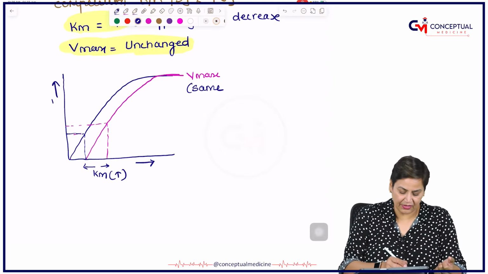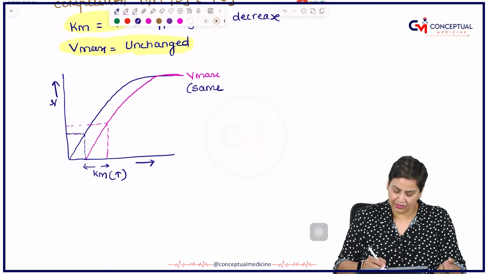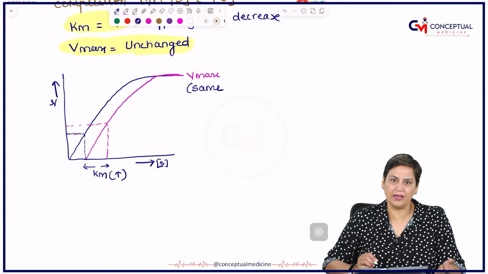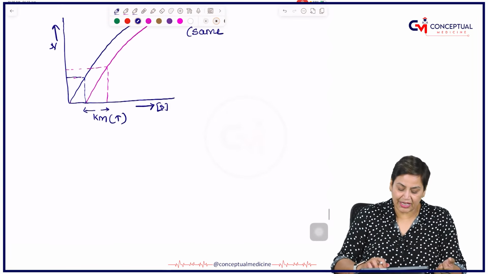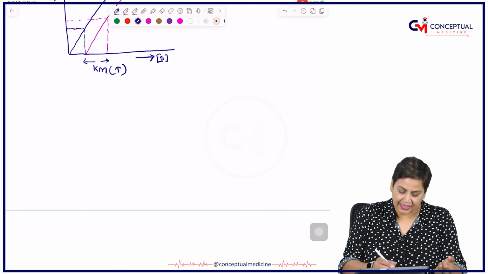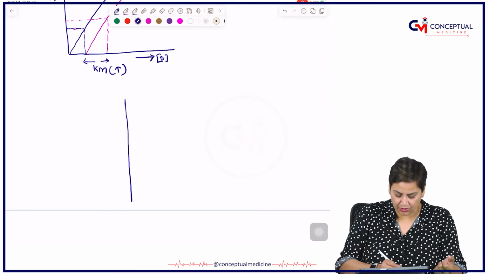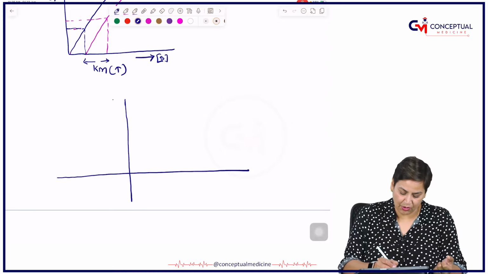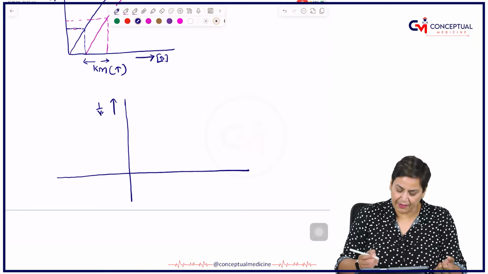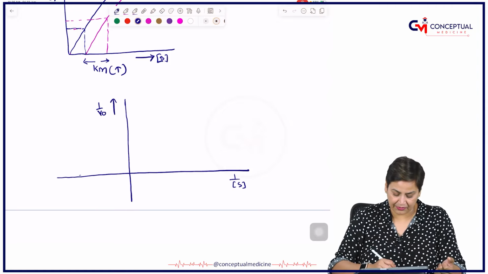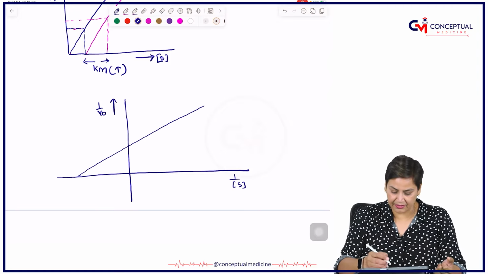Here we have velocity, and here we have substrate concentration. Now if we have to change this graph, or extrapolate this graph, as given by Michaelis and Menten, we get the Lineweaver-Burk plot. Here what will happen? Again, the parameters are going to remain the same, Km and Vmax, but the plot will look like this.